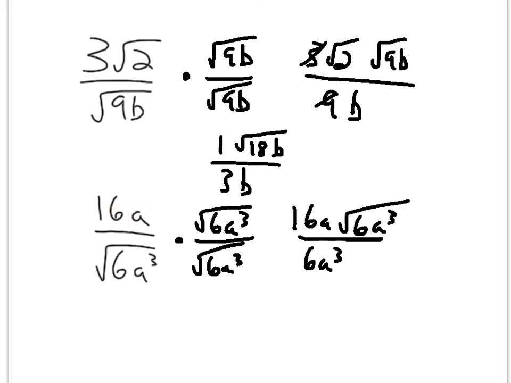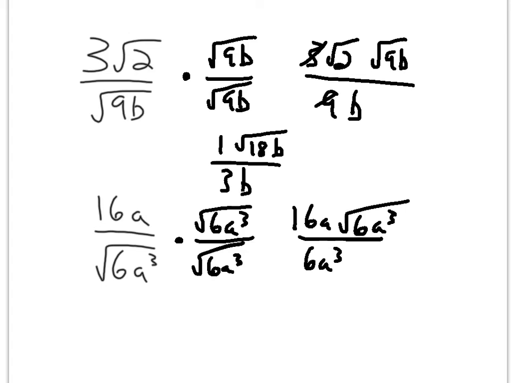And again, the reason why I couldn't multiply these together and put them underneath one big radical is because this is not under a square root sign. If this was the square root of 16a, then I could multiply 16 times 6 and a times a cubed and put them under one radical. But since this is not under a square root sign, I cannot do that.